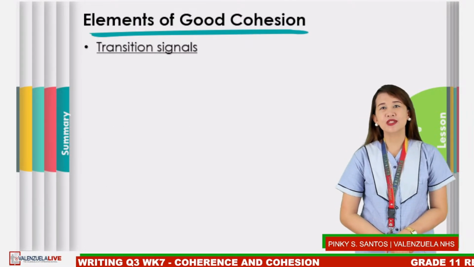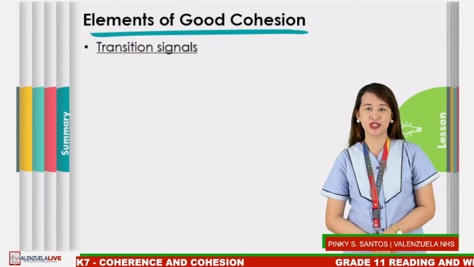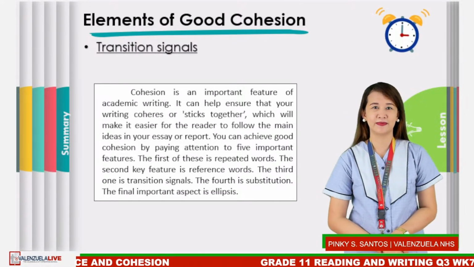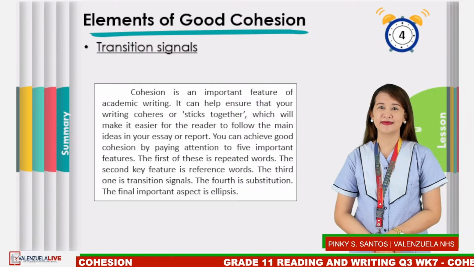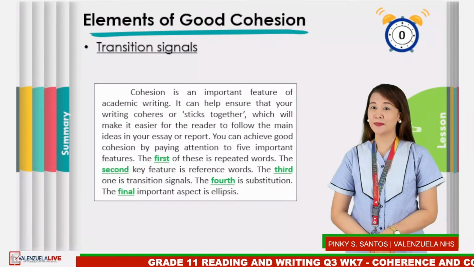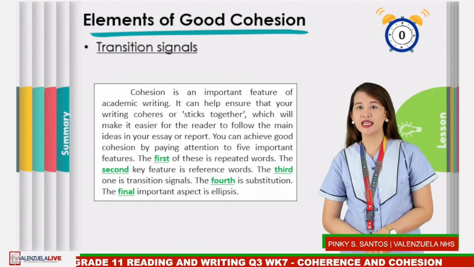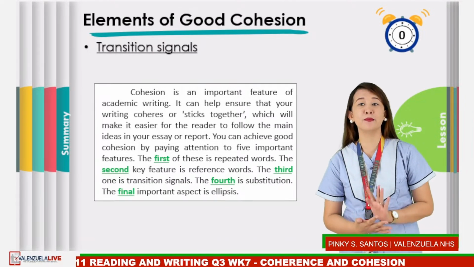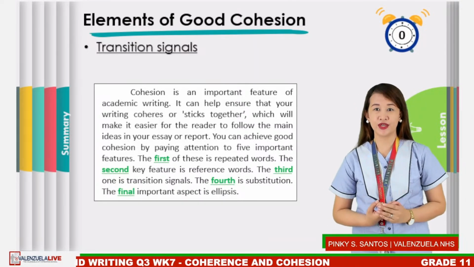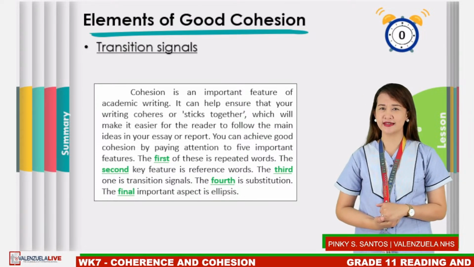Now, let's try to analyze this previous text and help me highlight the transition signals. I am giving you 5 seconds to do it. Time's up. So here are the transition signals, all related to enumerating the 5 important features. We have first, second, third, fourth, and final. Did you get the same answers?